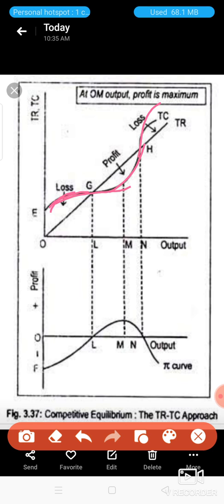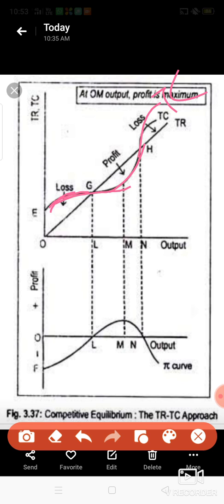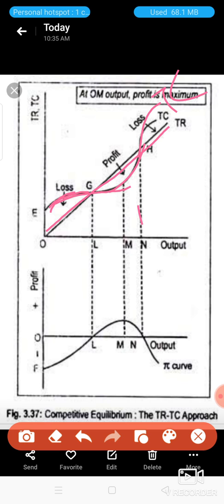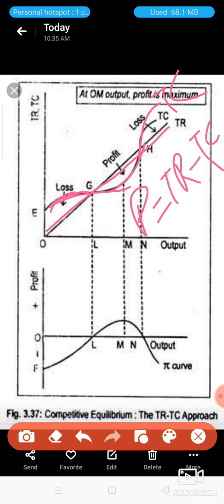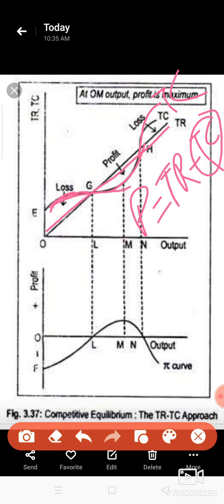So it means here it is the total cost, and total revenue is a straight line because in a perfectly competitive market price is fixed, that is the reason it is an upward rising straight line. So we know that profit is equal to total revenue minus total cost. Total revenue means the amount which we get after selling all the goods. Total cost means the cost incurred while producing any commodities.